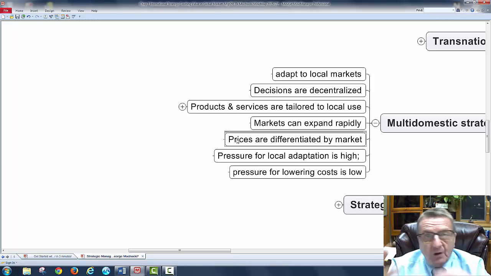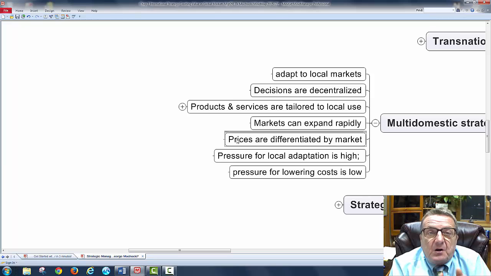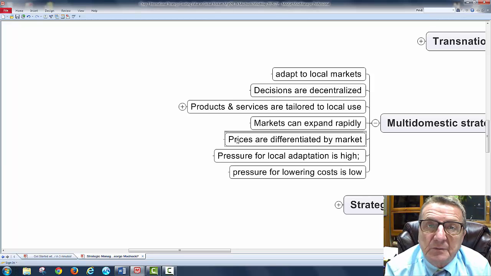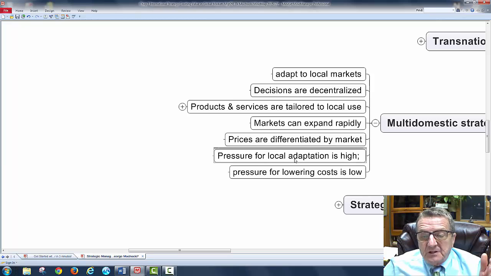It's taking me a little bit longer to recoup. I have more customers, a million people, or a billion people, so it makes sense for me in that market until that market grows and the people have more disposable income. And now they don't want the one razor, they want 5, just like they want to stock up and be prepared. Pressure for local adaptation is high. Pressure for lowering costs is low.